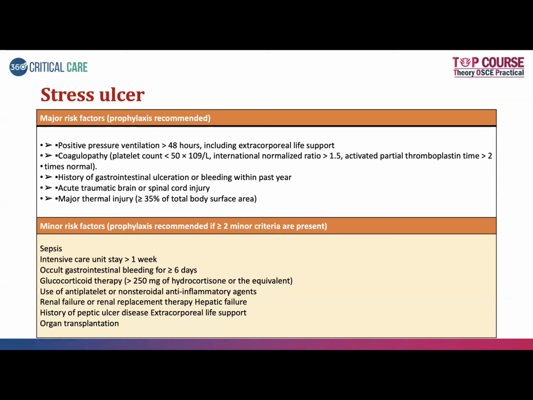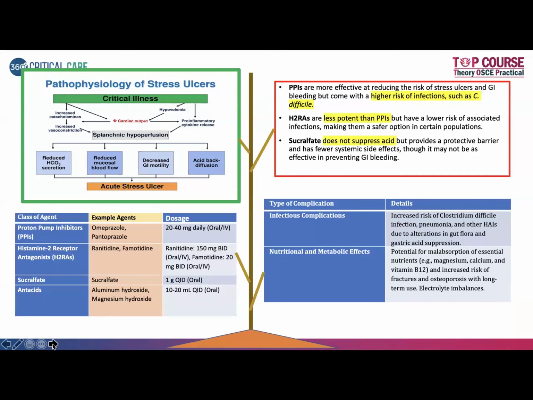Minor risk factors are sepsis, ICU stay more than 1 week, GI bleed more than 6 days, any glucocorticoid therapy more than 250 milligrams of hydrocortisone or equivalent, use of antiplatelet or NSAIDs, hepatic failure on renal replacement therapy or any renal failure, peptic ulcer disease, extracorporeal life support, and any organ transplantation. So these are minor risk factors. If any two minor criteria are present, that is an indication for stress ulcer prophylaxis.